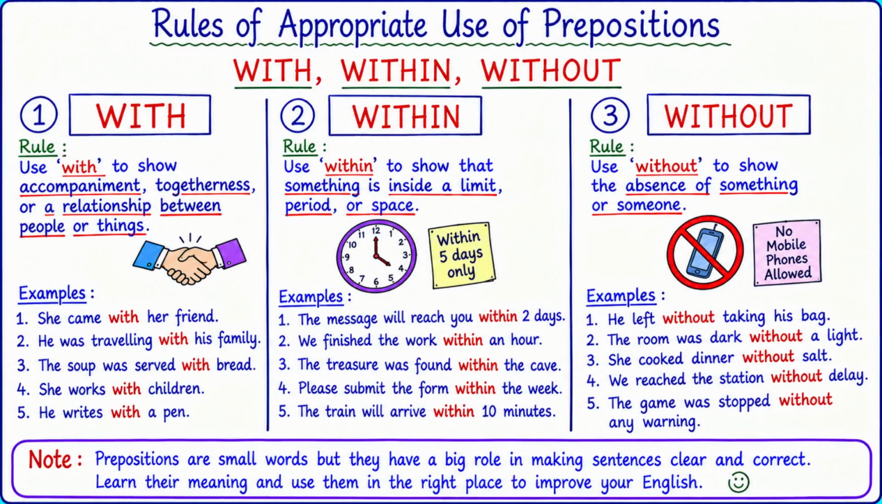Example 4. She works with children. Here, with shows a relationship or association. Example 5. He writes with a pen. Here, with shows the instrument or tool used to perform an action. So remember, with means together with, accompanied by, associated with, or using something. For example, with my friend, with my family, with bread, with children, with a pen.